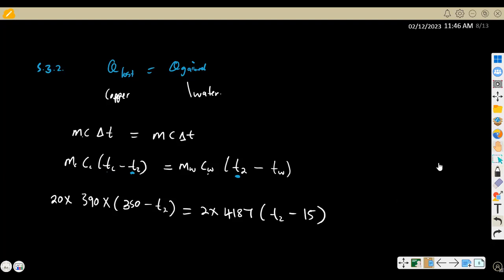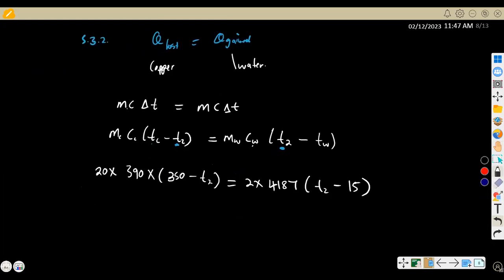Okay, so how can we calculate T2? Let us combine our values. I want you to multiply these values: 20 by 390 is going to give us 7,800 into 350 minus T2, equal to 2 times 4187. If you combine this, it's going to be 8374 into T2 minus 15. Now I want you to expand the brackets. The 7,800 will multiply 350 and it will also multiply T2.